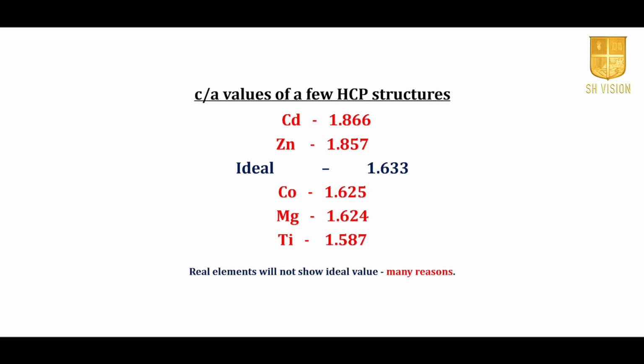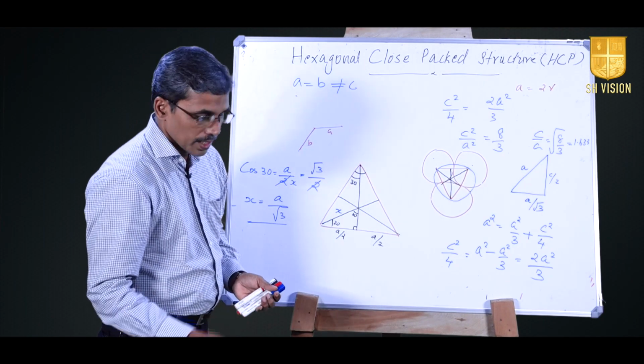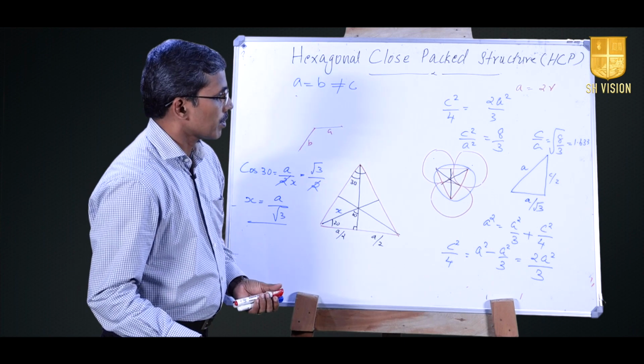We cannot take any value for this c by a. So there is a restriction, whereas in the case of hexagonal Bravais lattice, c by a can be any value. The only restriction is a is equal to b, not equal to c. But here c by a is restricted to the value root 8 by 3, that is 1.633. That is one data which we have to note in the case of hexagonal close packed Bravais lattice.